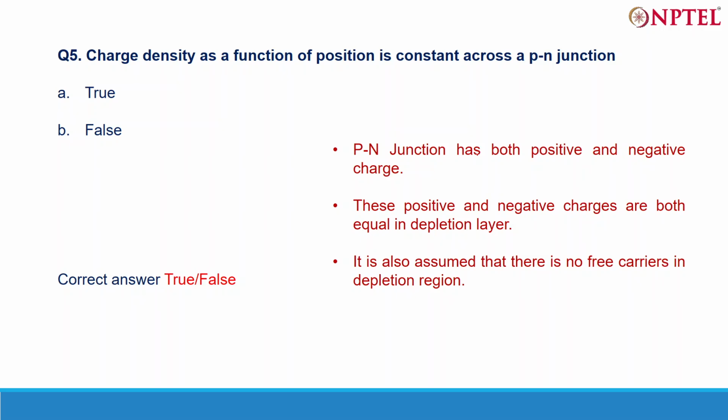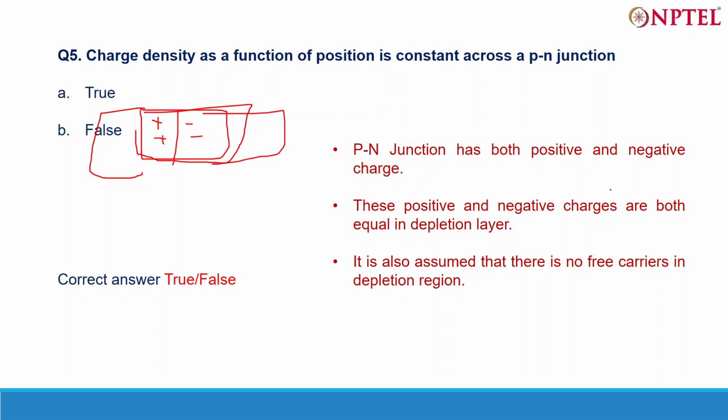Basically, a p-n junction has both positive and negative charge. When you see a p-n junction, let's say this has positive charge and this has negative charge, and the positive and negative charges are equal in the depletion layer. Maybe this is the depletion layer and this whole thing is the p-n junction. It is also assumed that there are no free carriers in the depletion region. No free carriers, only charges. So this statement can be true.